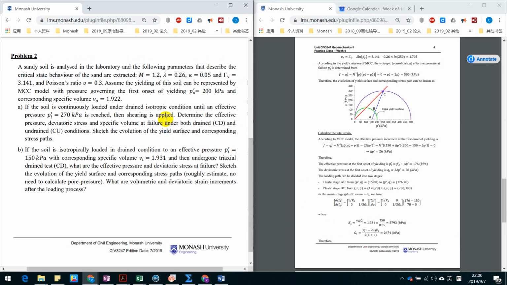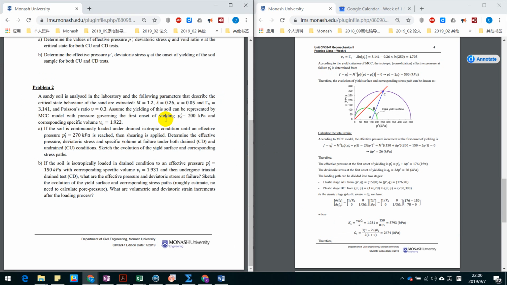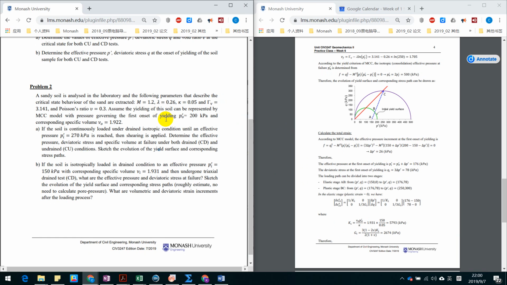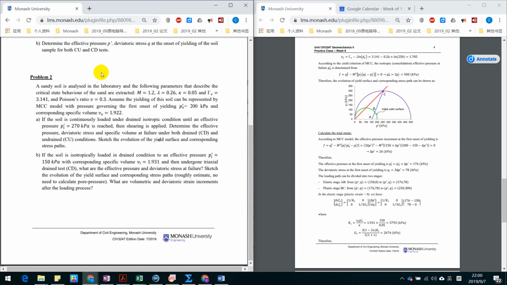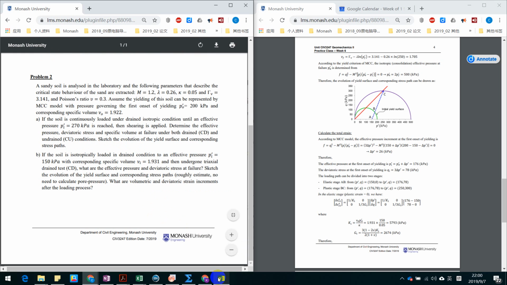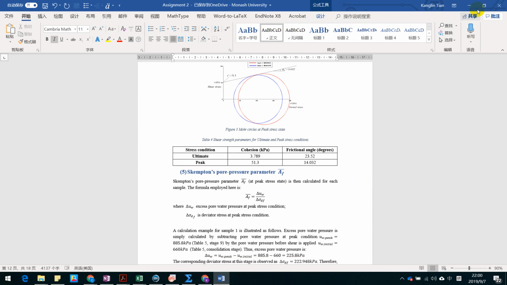Hi, so today I'm going to demonstrate the methodology to calculate the elastic and plastic strain in a CAM clay model. The examples are composed of two parts. The first is problem 2 of the week 6 practice class, question B, which is actually a very typical example of that. The second example is from the assignment.